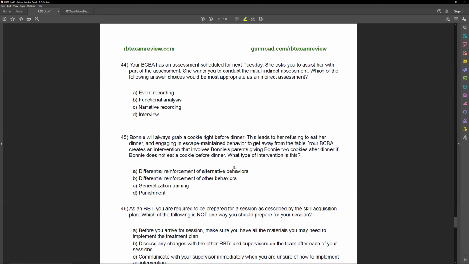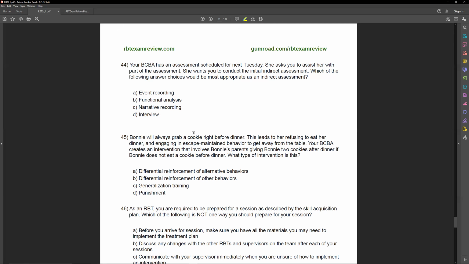Okay, straightforward question, right? The dead giveaway here is indirect, okay? We're conducting an indirect assessment. What is an indirect assessment? Well, an indirect assessment is an assessment where we don't actually observe the subject or the client or the person, okay? A direct assessment, obviously, is when we do observe the subject, the client, or the person. So if your BCBA wants you to conduct an initial indirect assessment, you need an answer choice that involves you not observing the client. That's what we're looking for.